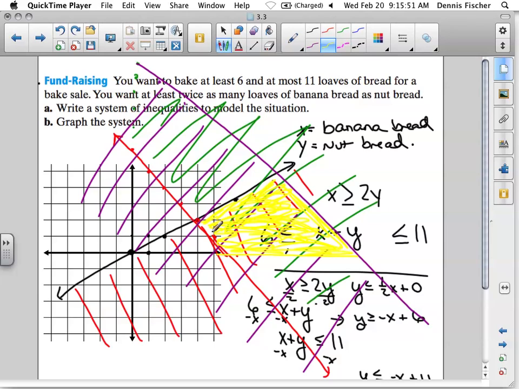Actually, there should be 2 more equations on here: x is greater than or equal to 0, and y is greater than or equal to 0, because you can't have negative loaves of bread. Is this a piecewise function? It could be, because you have more than one equation. So the only loaves you can make are somewhere in here. And it would have to be integers too, because I can't imagine making 2.5 loaves of bread.